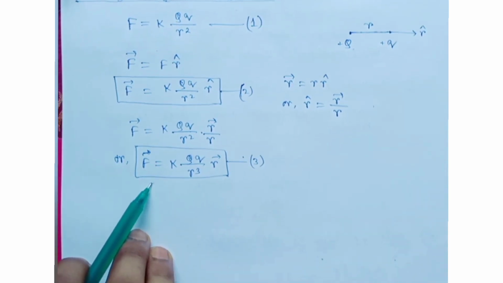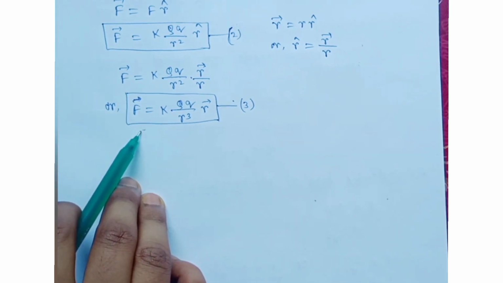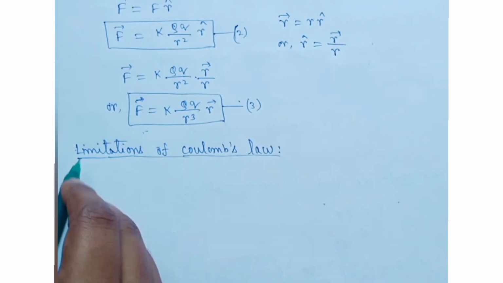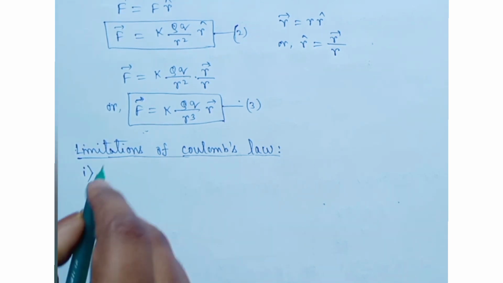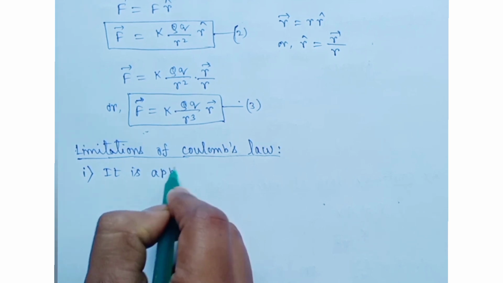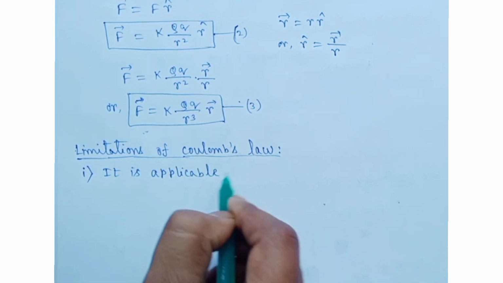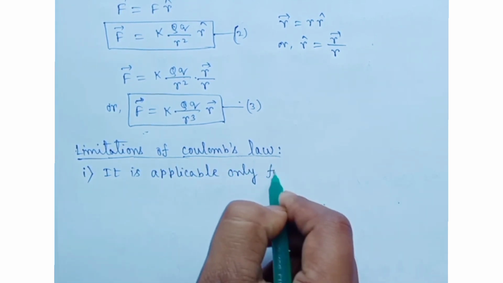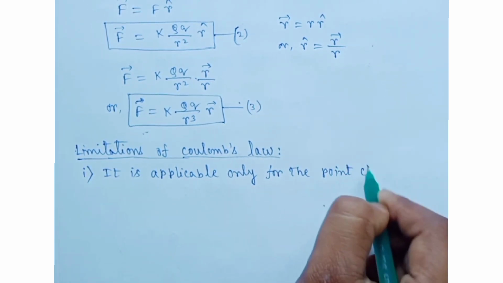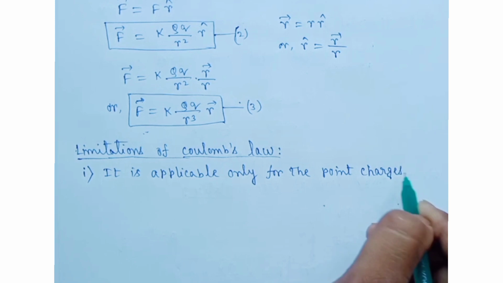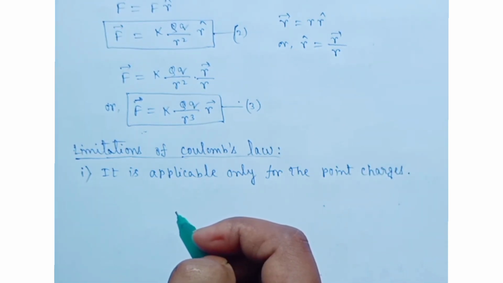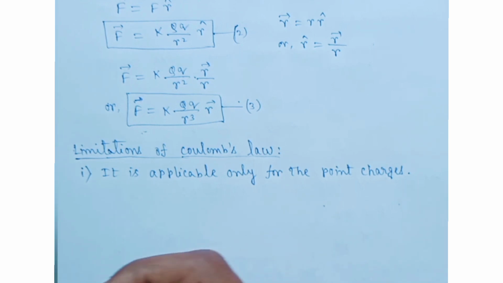Now what are the limitations of Coulomb's law? The first limitation of Coulomb's law is that it is applicable only for point charges. If we have a large body, then we have to consider the center of charge of the bodies.